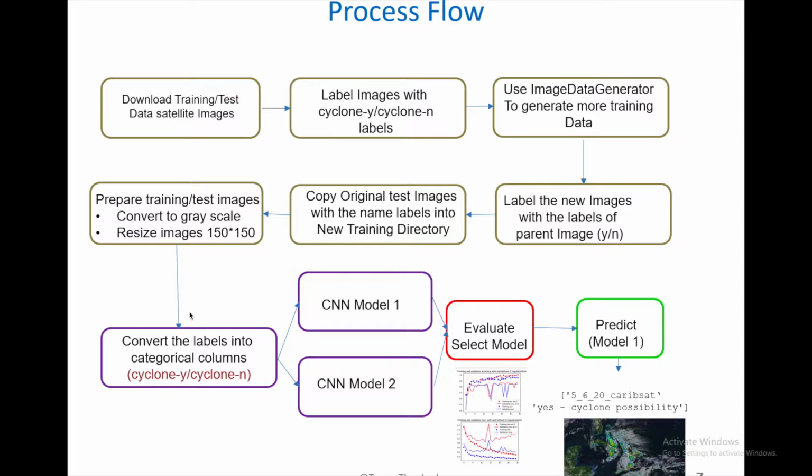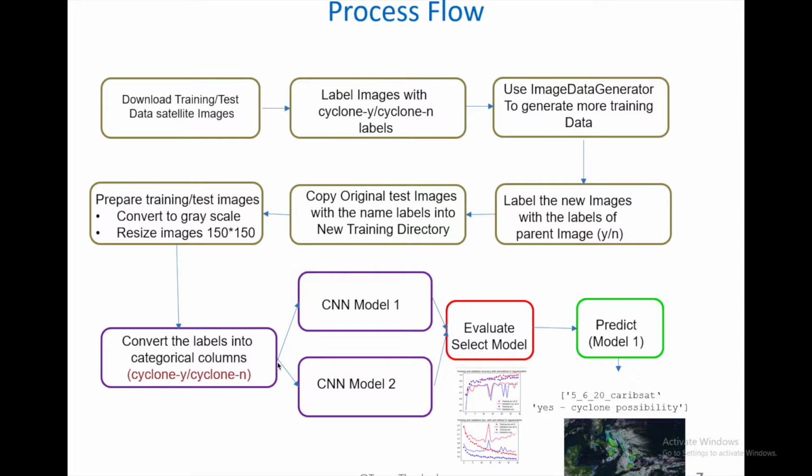Once they were converted into the new set, the labels were converted into categorical columns, cyclone Y and cyclone N, and were given the label indexes of 1 and 2. For each image, it had a label which was a categorical value of 1 or 2 based on the label name, whether it had a prefix of cyclone Y or cyclone N.